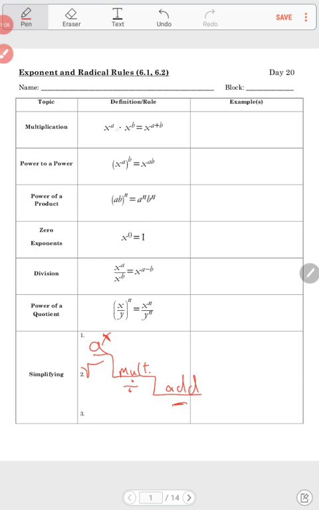So if we look up here, we are multiplying right here. So that means that if we have something like x squared times x to the fourth, that is going to give us x to the sixth because 2 plus 4 equals 6. Then we have power to a power. So if we had something like x squared to the fourth power here, that would then give us x to the eighth because then we're doing 2 times 4.